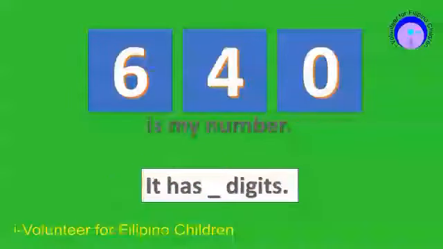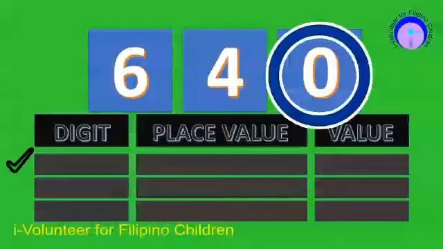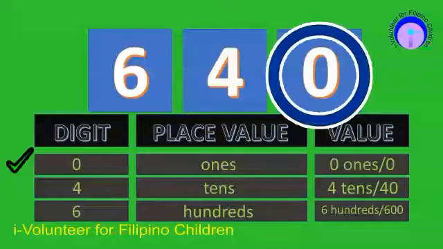What is your number? How many digits does your number have? 640 is my number, and it has 3 digits. What digit do you have? What place value does it belong to? What is the value of your digit? Digit 0 is in the ones place, and the value is 0 ones or 0.